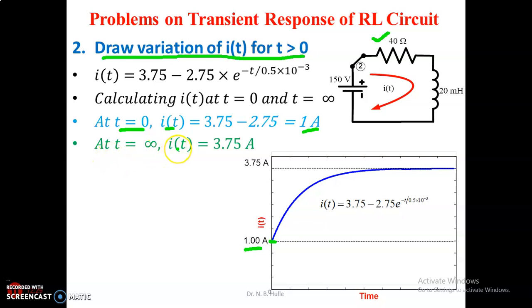At t is equal to infinity, we find e raised to the power of minus infinity. This term will be 0, and 0 into anything will be 0. The resultant value is 3.75 amperes at t is equal to infinity. This is the maximum current. This is the initial current. This is the final current. Here the current is exponentially increasing, shown by this particular graph, which is I of t is equal to 3.75 minus 2.75 into e raised to the power of minus t by 0.5 into 10 raised to the power of minus 3, and this case is very much the same as the source driven RL series circuit.